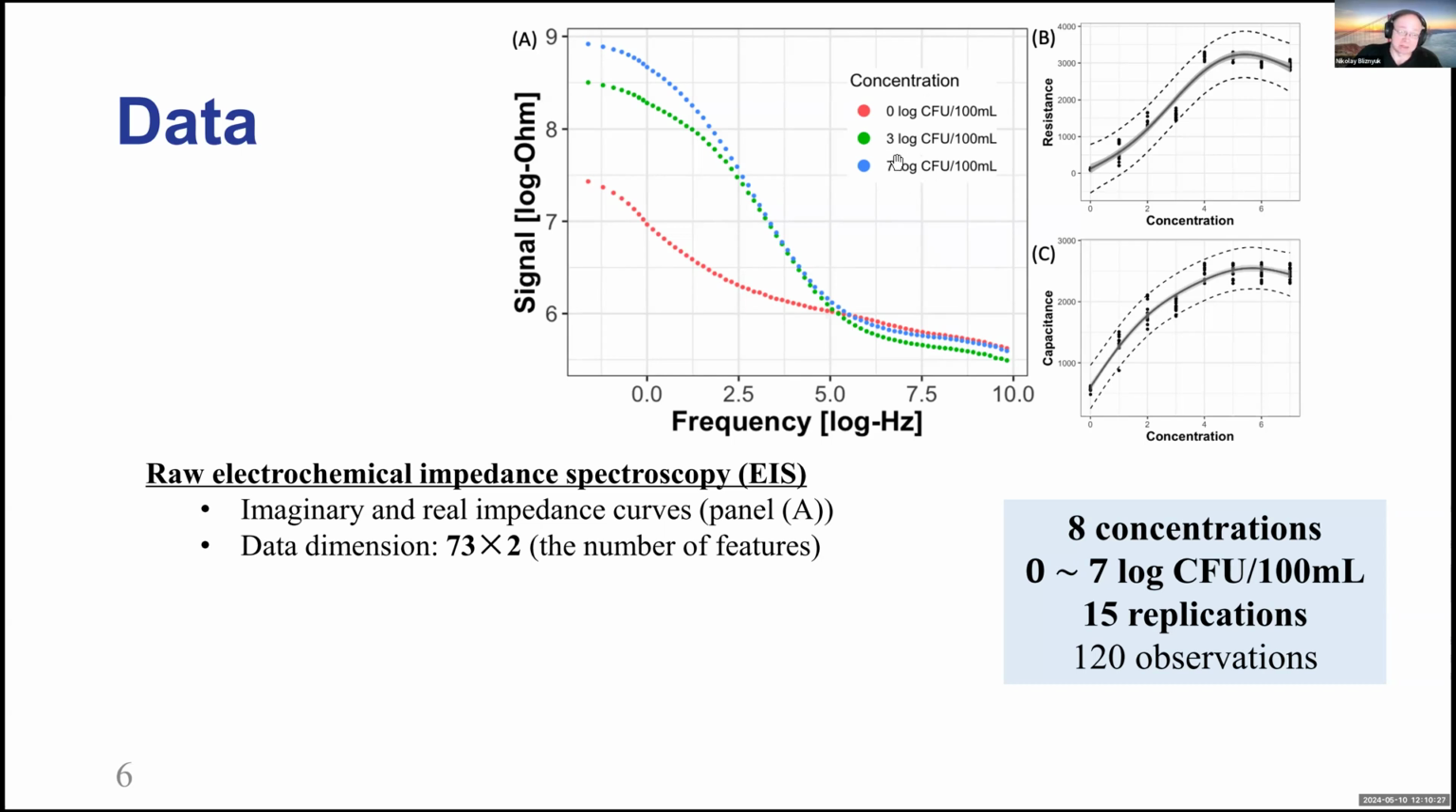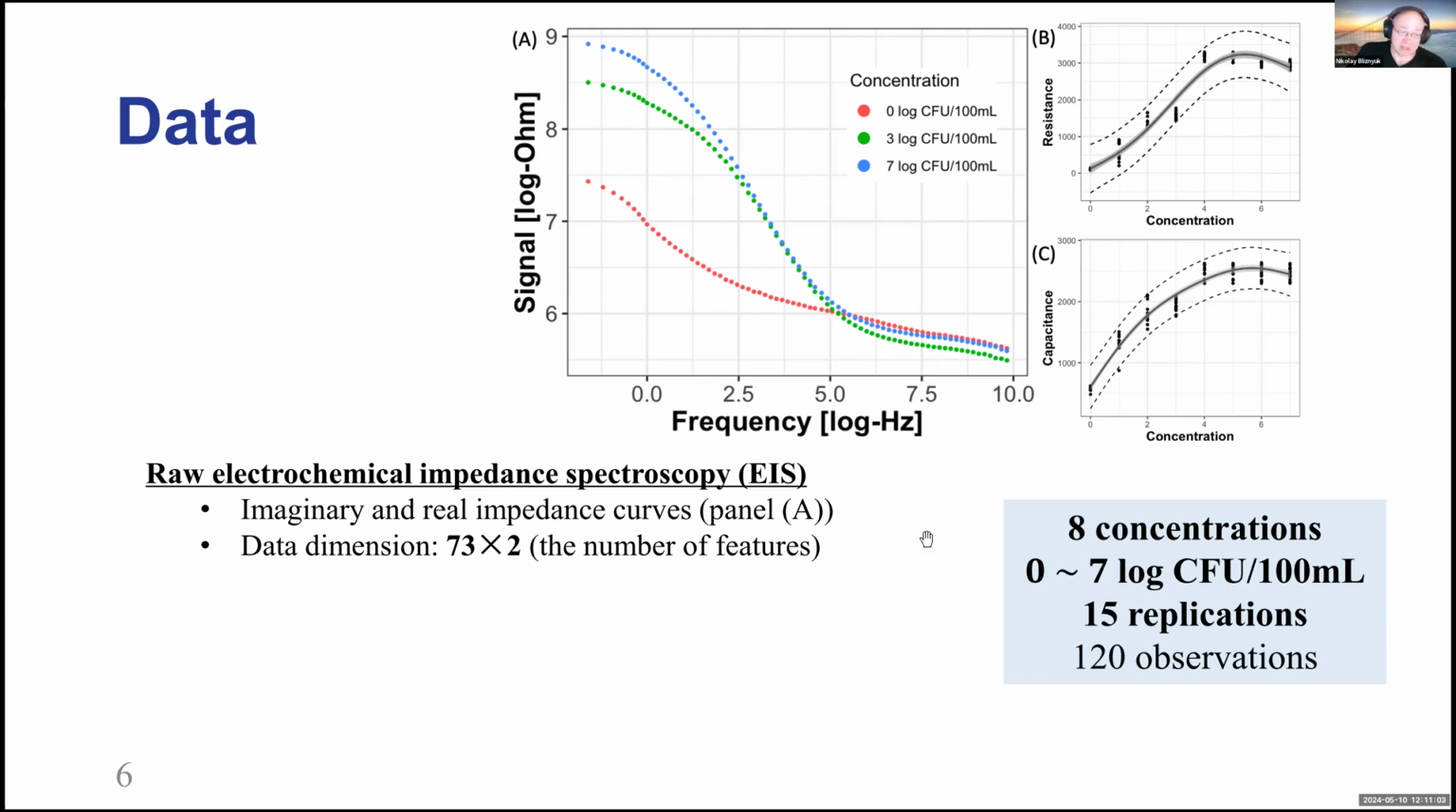So that is a 3 log CFU. This is a measure of abundance of the bacteria. I'm not an expert with the units, but that is how it's done traditionally. So this is the concentration. When I say concentration, it will be the log concentration. That's what the curves look like. And then we have real and imaginary impedance curves.